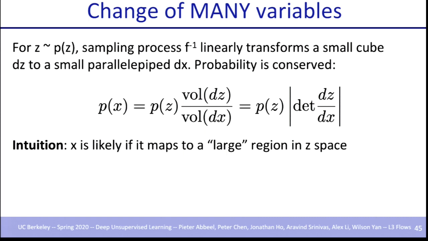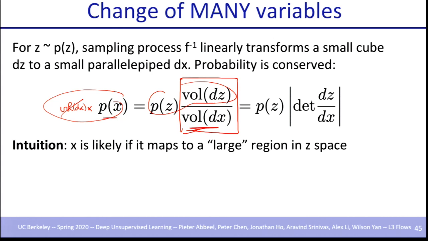So let's look at the simplest, the local scenario. What happens? We still have a volume preservation thing. If we go from a probability mass on the x space, which would be p of x times volume of dx, this thing would have to be equal to this thing over here. Bring this to this side, and we get p of x is equal to p of z times volume of dz over volume of dx. And it turns out that this ratio over here, the volume that your small dz takes on over dx, is the determinant of dz dx, or the absolute value of that.